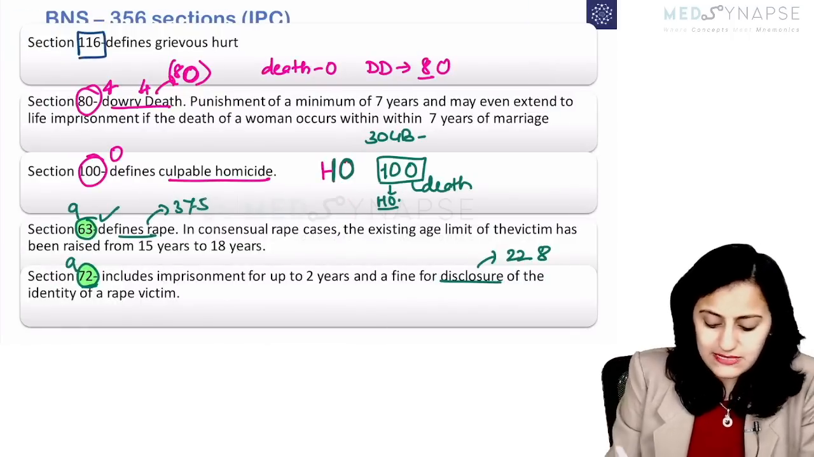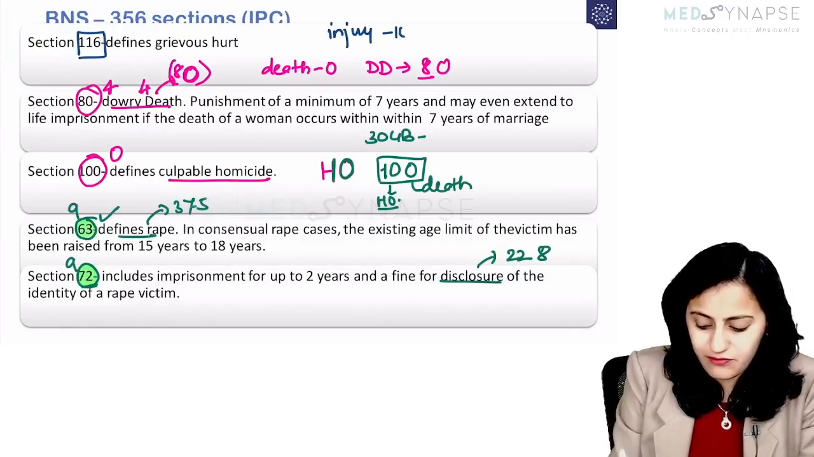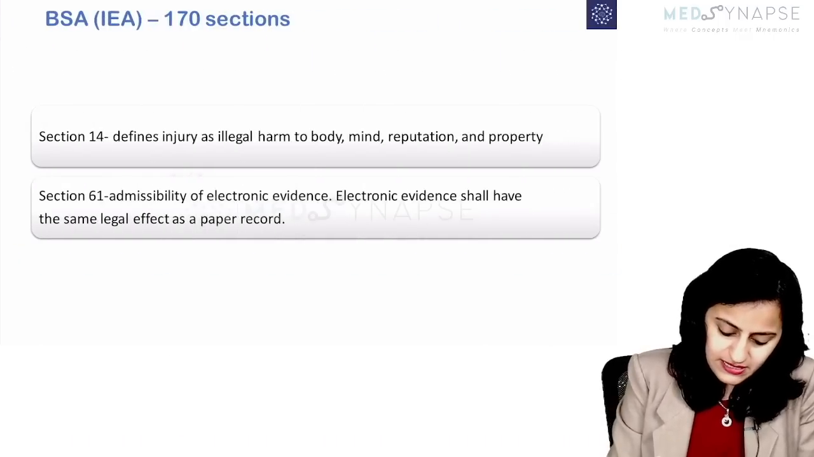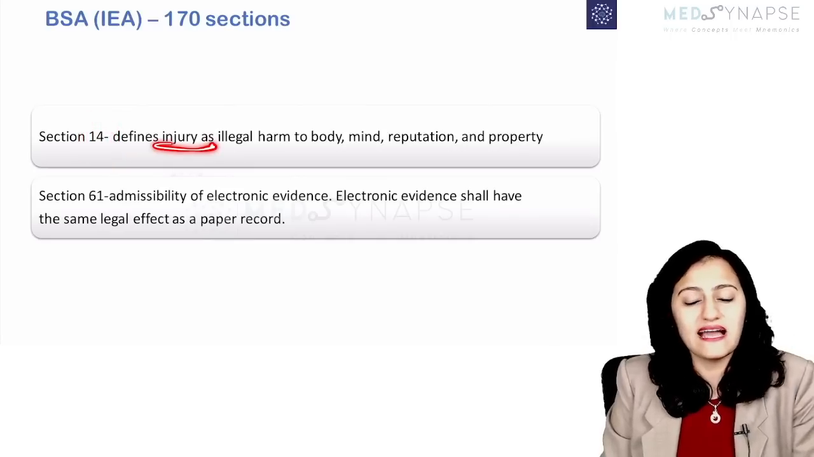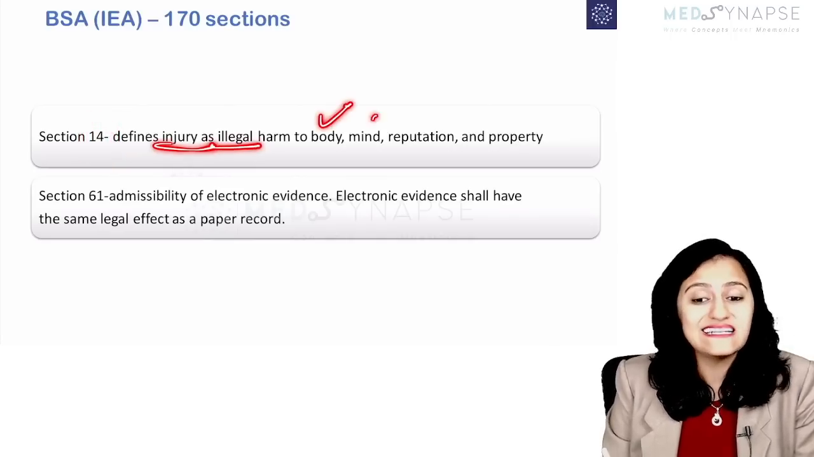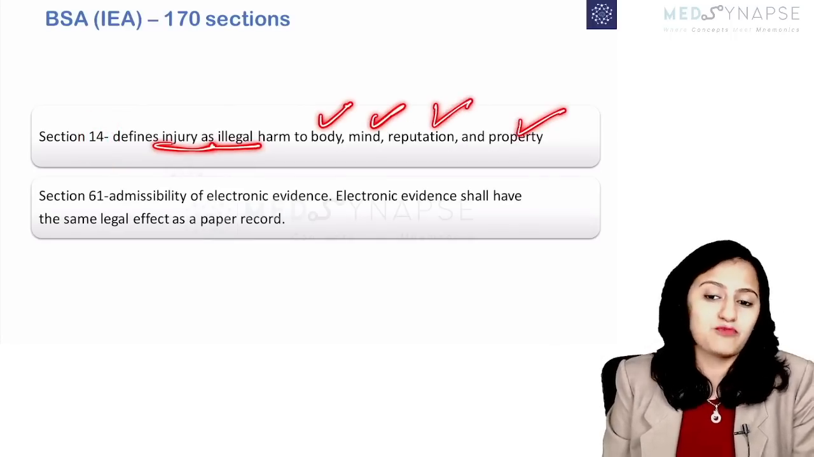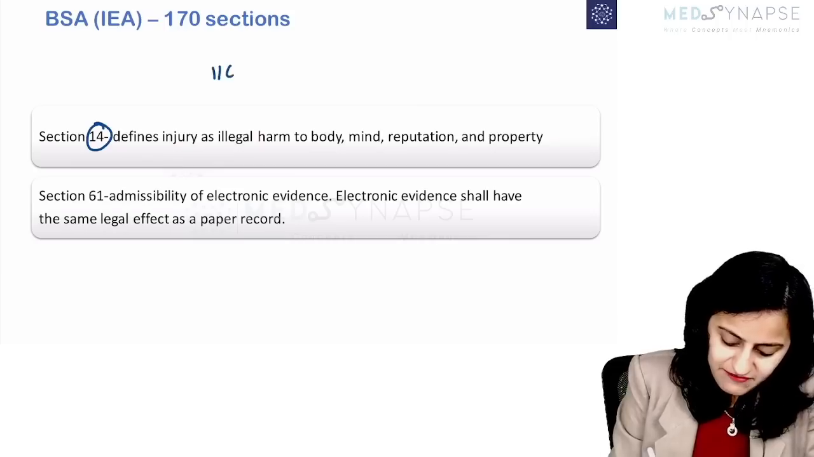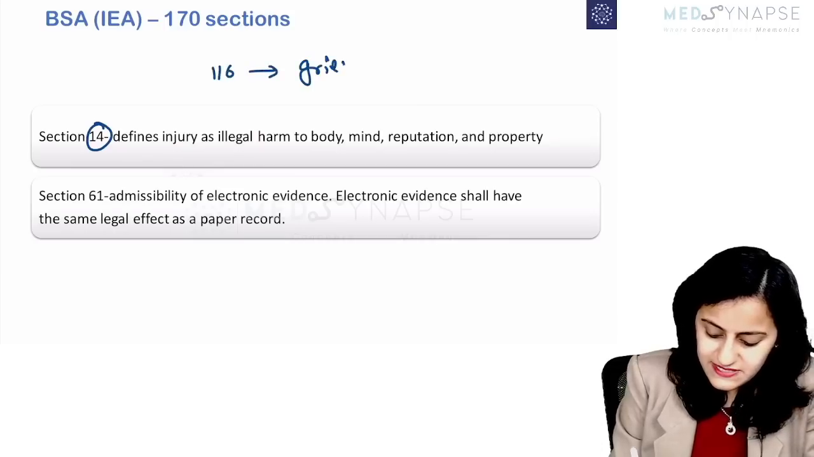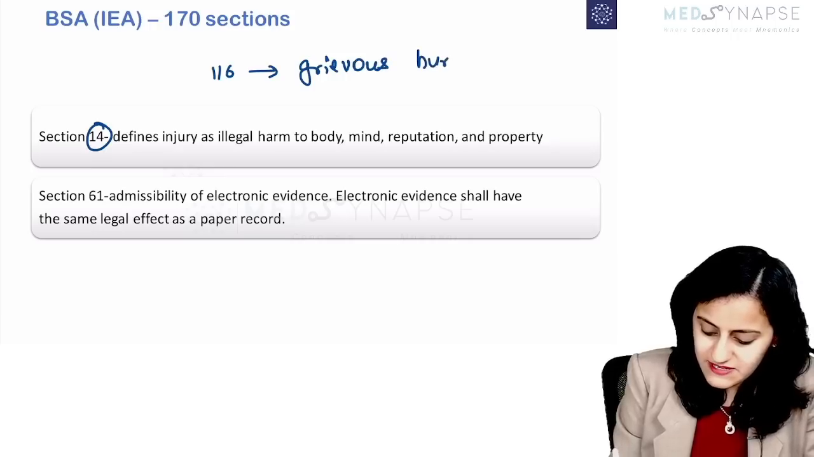Grievous hurt is 116 and injury is 14. If you see here in the BSA, injury is 14 and injury is defined as the illegal harm to body, even mind, reputation and property. So 14 is injury and you have 116 which is grievous hurt.